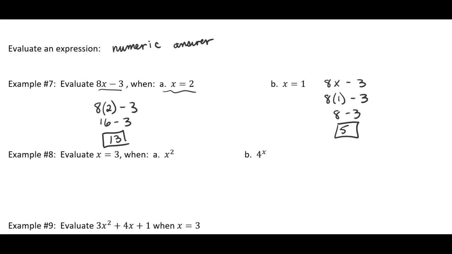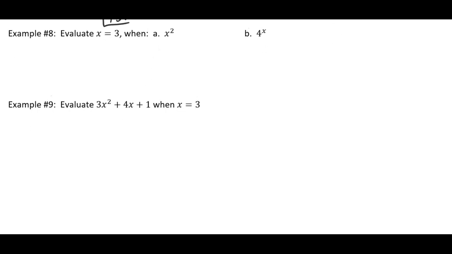All right. Now, example 8, I didn't want to do this one, but I'm going to because it's in the book and you might see it and you might think, wow, I'm really confused. This is an odd way that the book had of writing this. It says evaluate x equals 3 when a equals x squared. It's really, they want you to take the x squared and they want you to put in x.